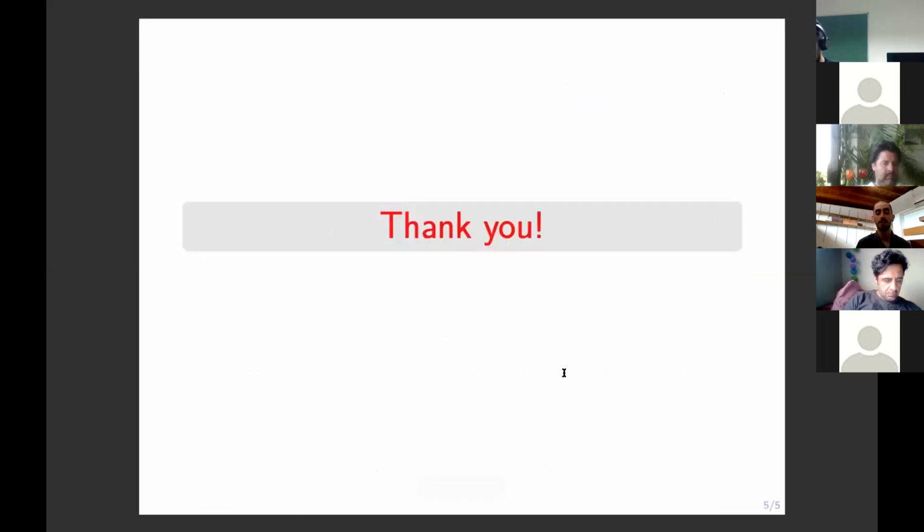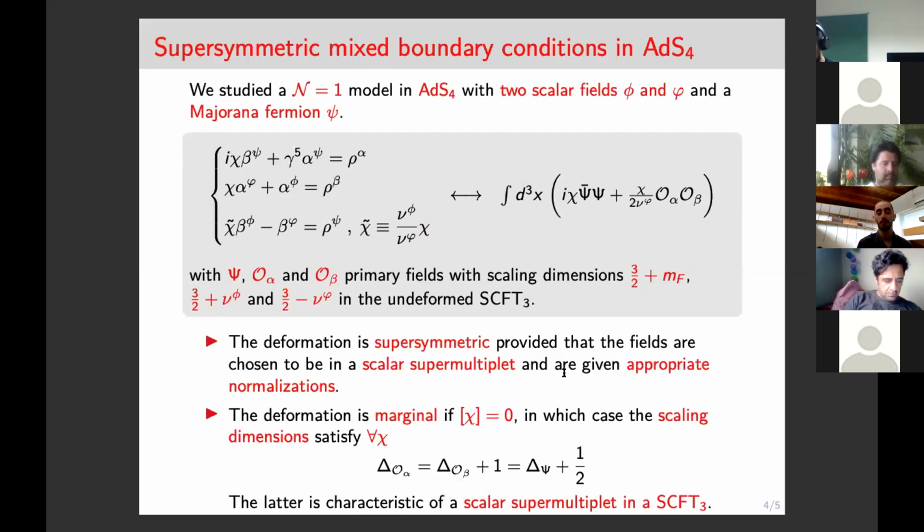So, in summary, we studied different mixed boundary conditions, either with first order differential operators or which preserve the supersymmetry transformations of the theory, and we found different cases in which such boundary conditions can be used to describe marginal deformations in the dual theory. So, thank you.